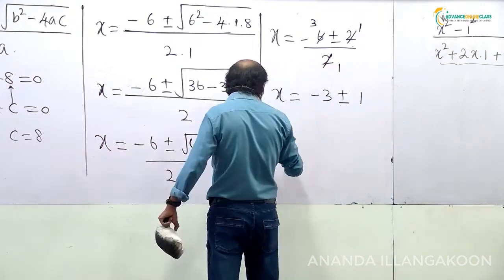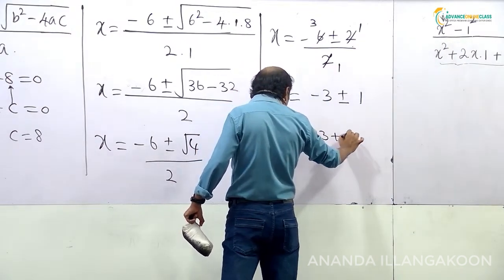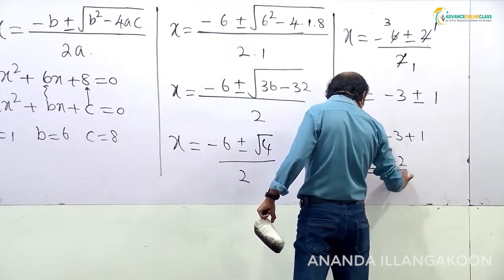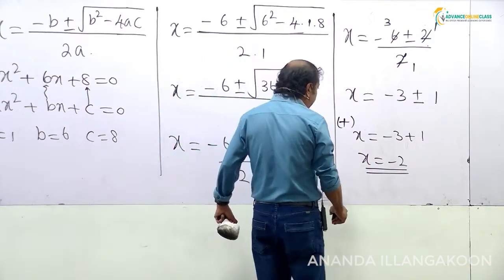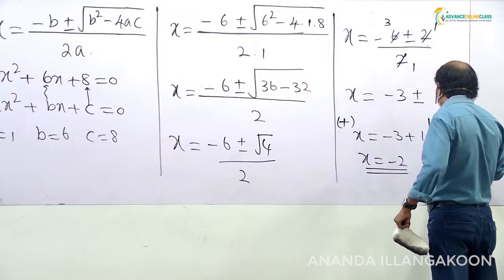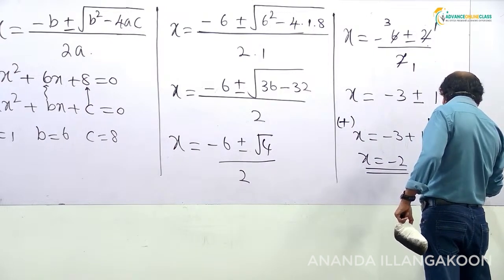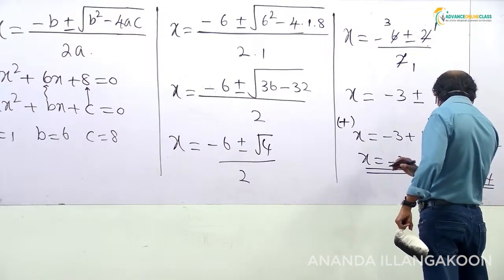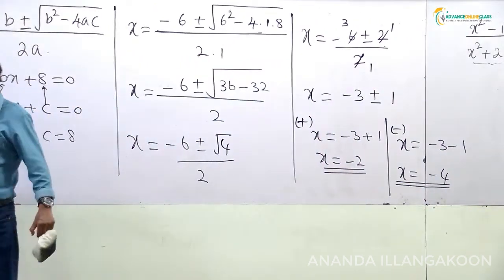Okay? Right. When you take the plus sign, people, x equals minus 3 plus 1. What is minus 3 plus 1? Minus 2, yes. One answer is x equals minus 2. Take the minus sign secondly. When you take the minus sign, we get the next answer. X equals minus 3 minus 1. X equals minus 4. Okay? That's the answer we get. Second method is that. Right?